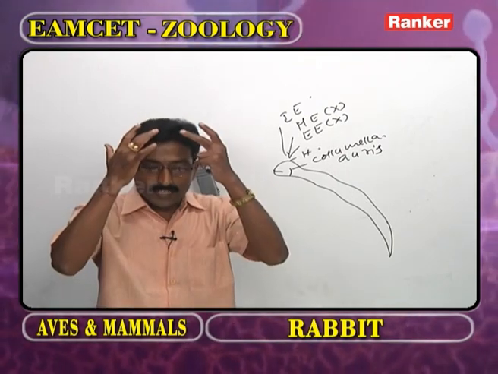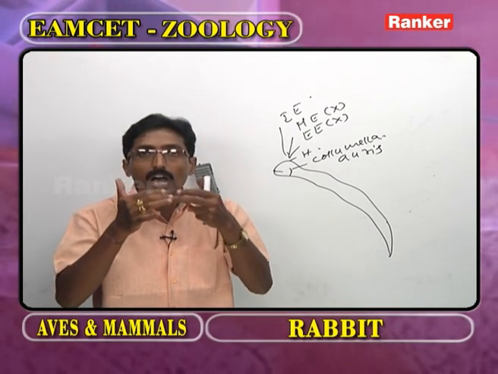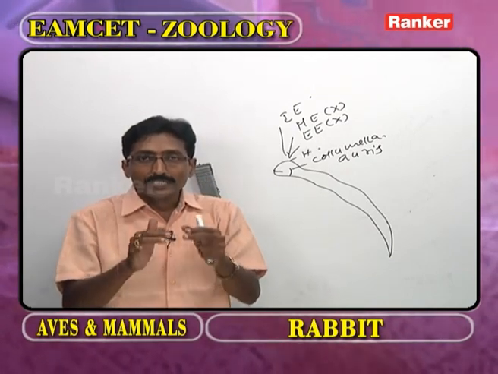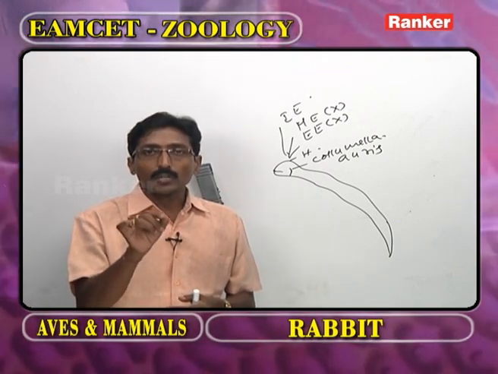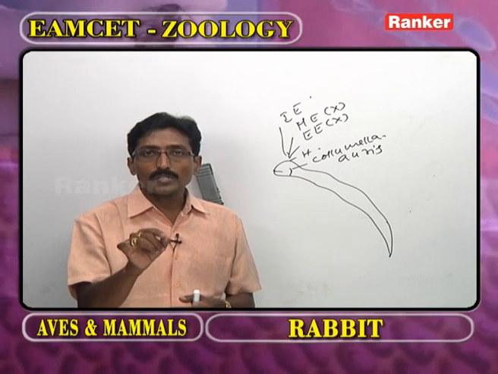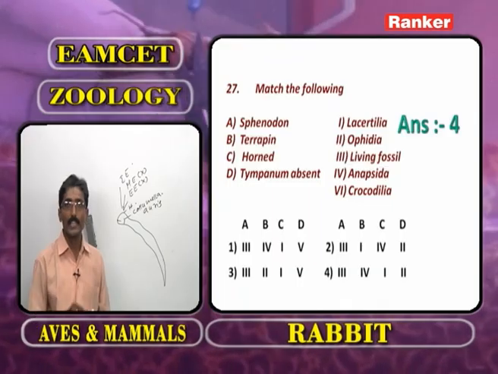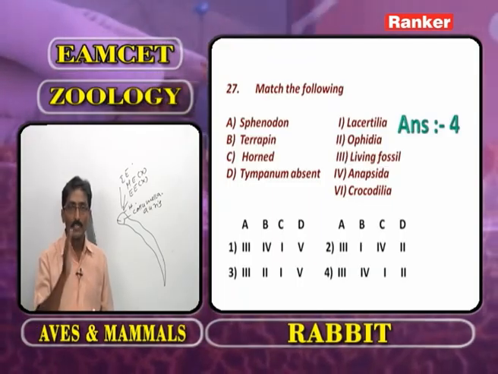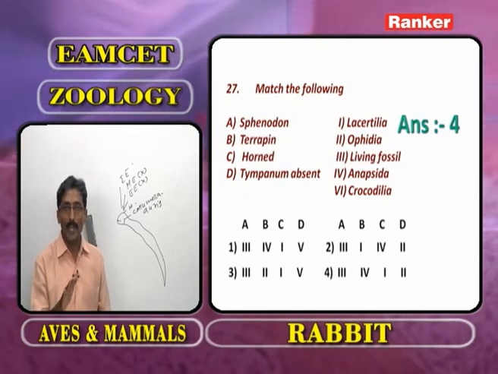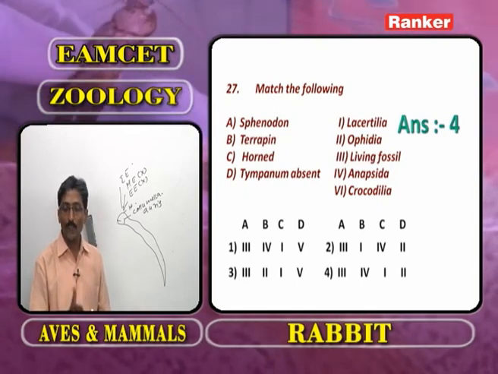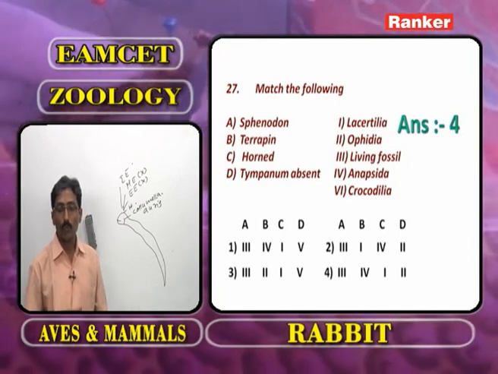What about the horned? Horned means on the head region a horn is present. Here the horned toad is nothing but Phrynosoma. The horned toad is a lizard. The lizard comes under Lacertilia. What about the tympanum? That is eardrum. In case of snakes, there is no tympanum. Snakes come under Ophidia. Based on this information, the answer is the fourth one.